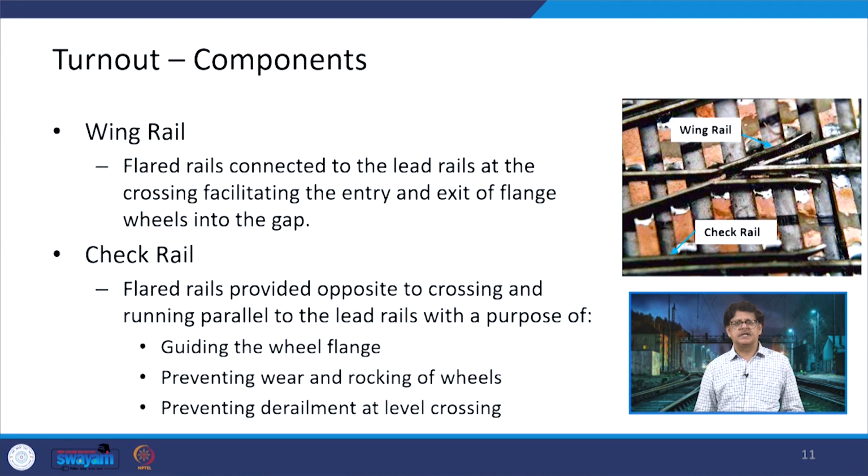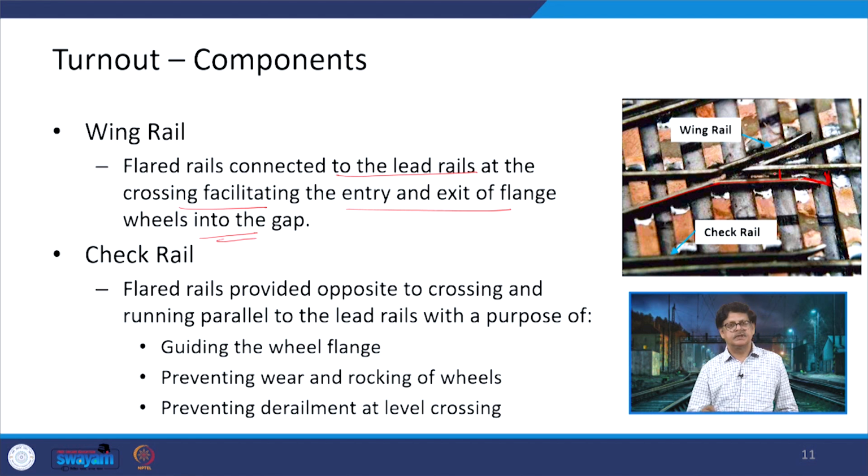Now, wing rails, these are the flared rails. You can see that there is a rail being provided here and it is being given a flare on this side. That means the gap at this location and the gap at this location are different; it is higher at the end. So, they connect the lead rails at the crossing facilities and facilitate the entry and exit of the flange wheels into the gap.